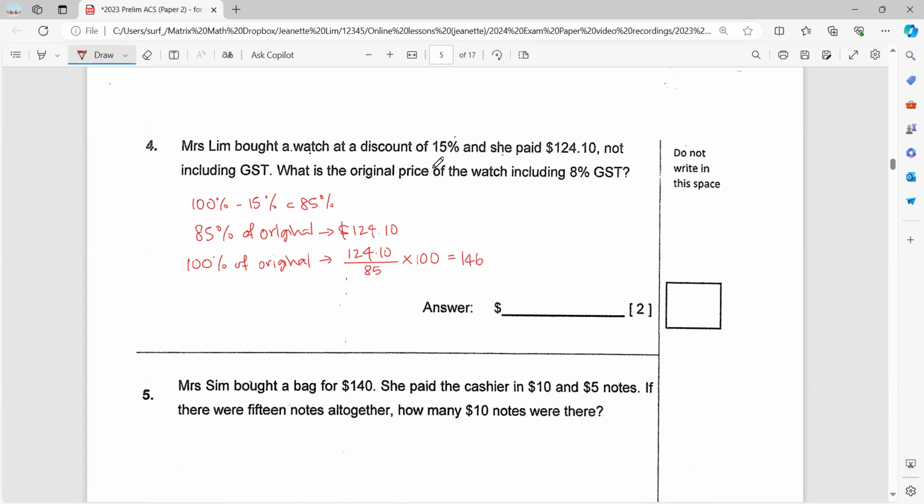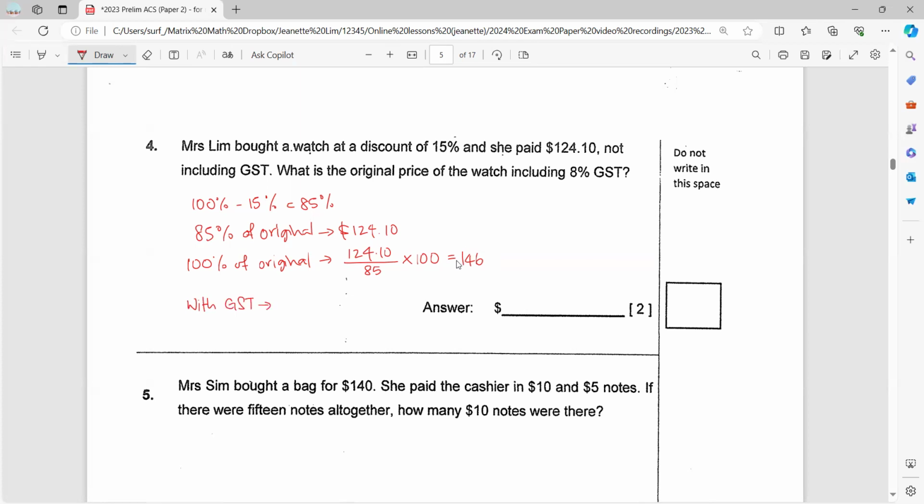So they're asking you, what's the original price, including 8% GST? So now this amount is before GST. So assuming no discount, okay? So this is before GST. With GST, how much does she have to pay?